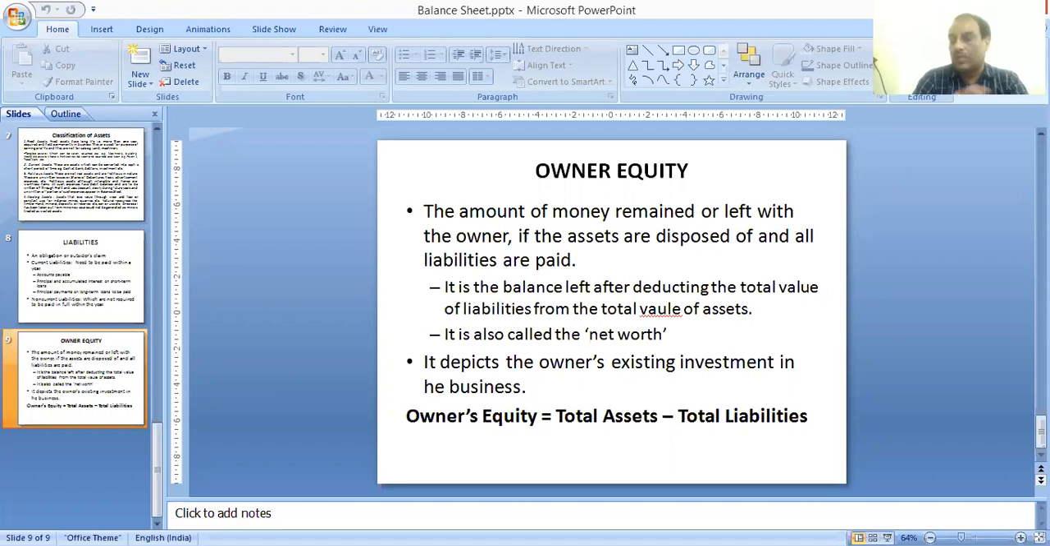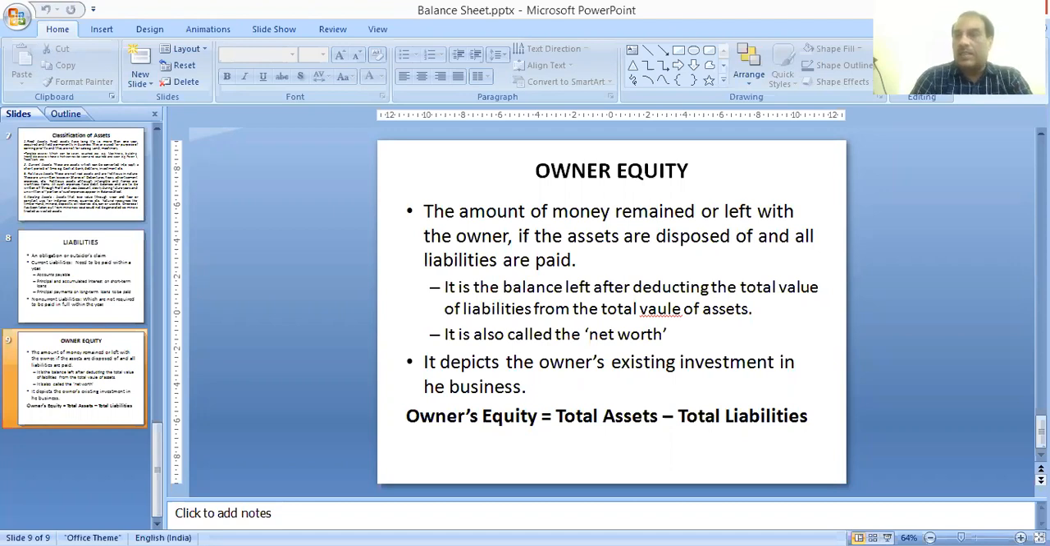It depicts the owner's existing investment in the business. So if a balance sheet is prepared today, the owner's equity shows what his investment is as on that day. So it shows the existing investment. Owner's equity equals total assets minus total liabilities. We have already discussed this in the previous class.